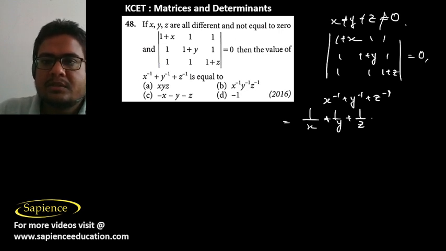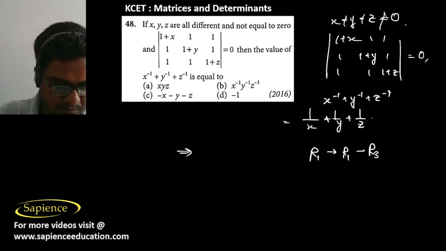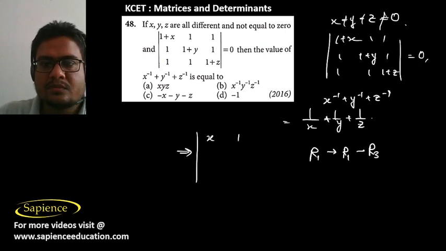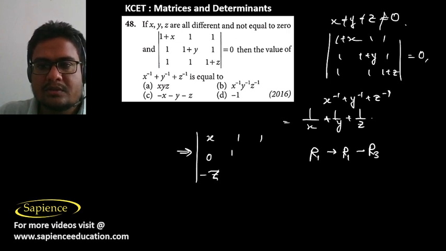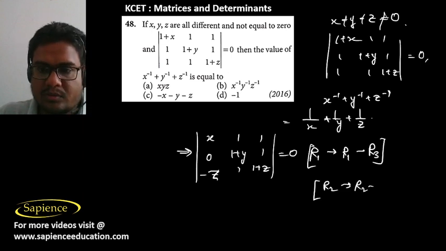So if we expand this determinant, we can do R1 equals R1 minus R3. Then we will have x, 1, this will be 0 and 1, so this will be z minus z, 1 plus y, 1, 1, z. That is applying this row operation. Then we apply the row operation R2 goes to R2 minus R3.